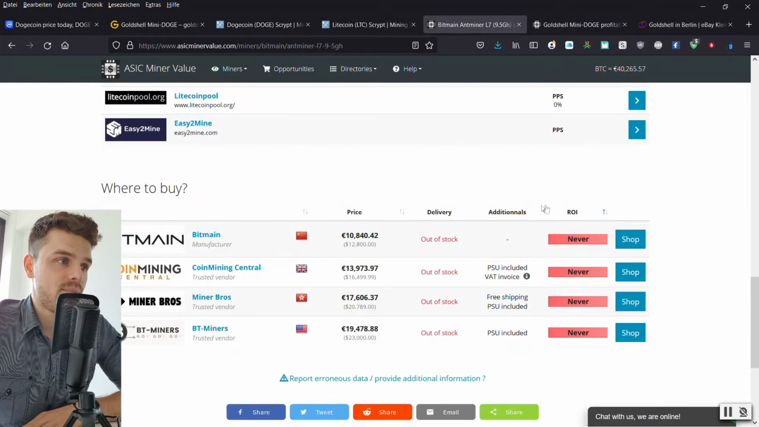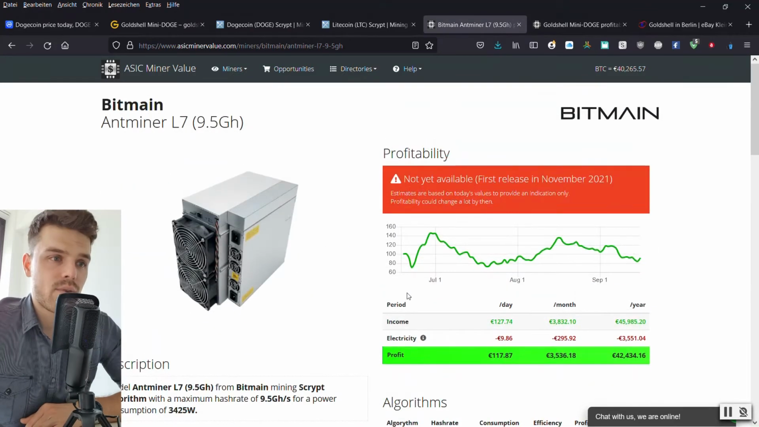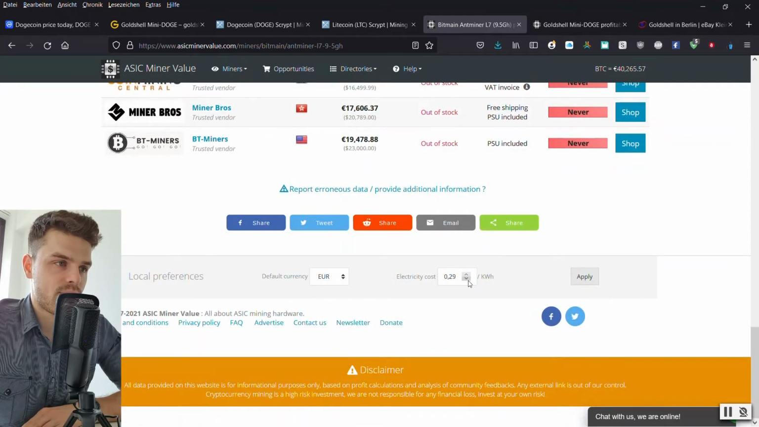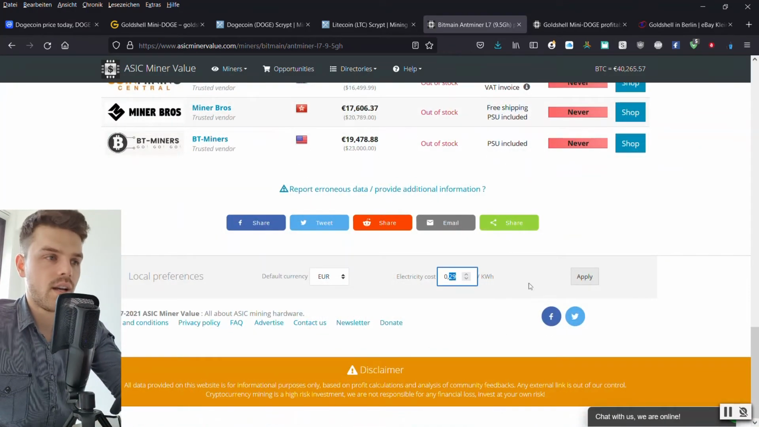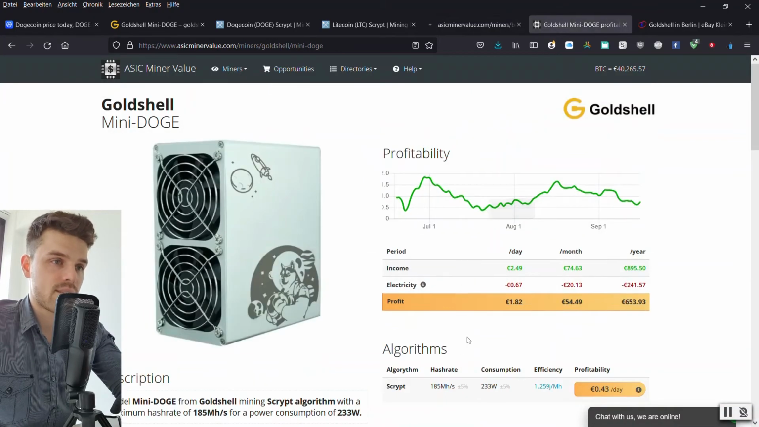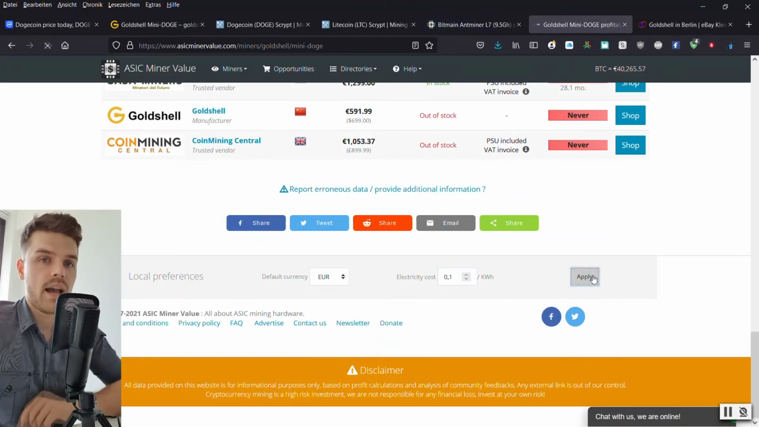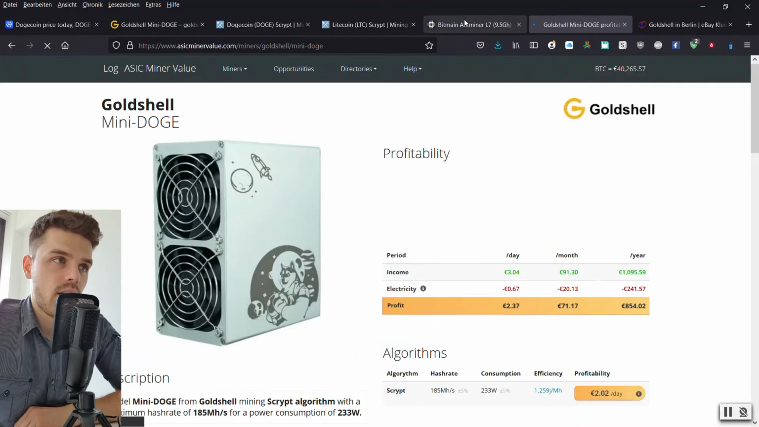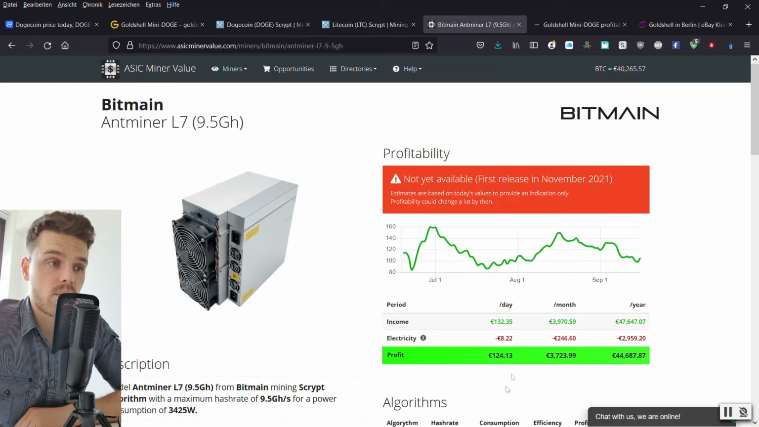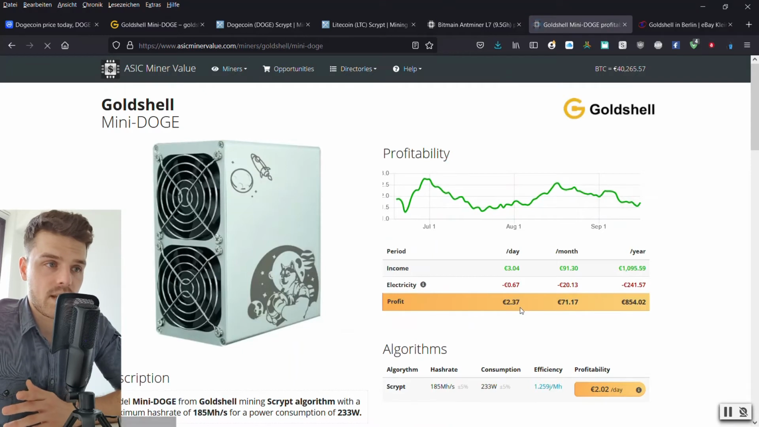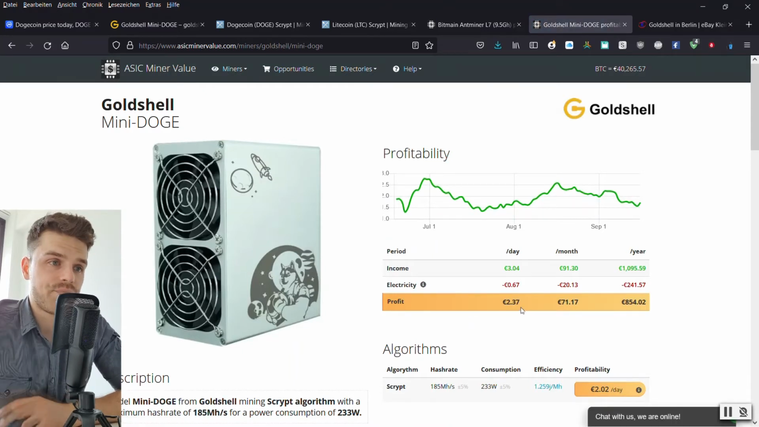Now, if you would use the, granted, a lot more expensive L7 miner, which is not out yet, you would be making 117 only in Doge with this. However, as always, it's pretty clutch to keep the cost of your operation as low as possible, because if you would, for example, not live in the country with the highest electricity bill in all of Europe, with the L7 you would already be making 124 euros, and here you will be making 2 euros and 37 cents per day. So per year, about 854 in profit.